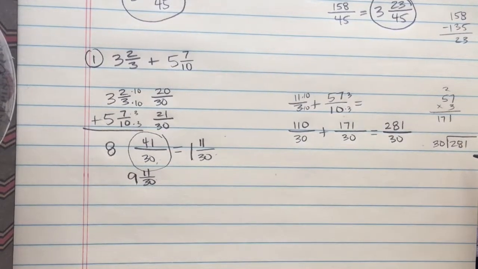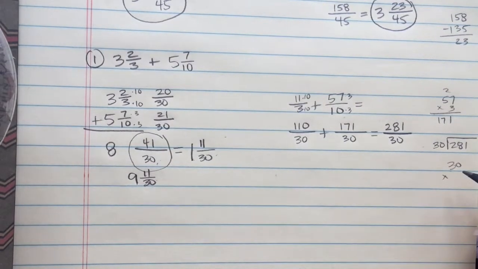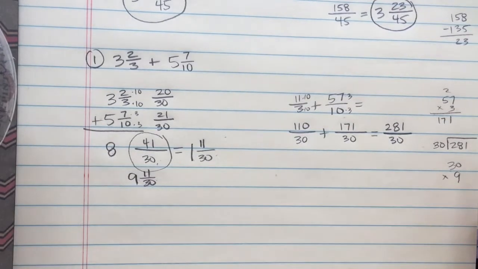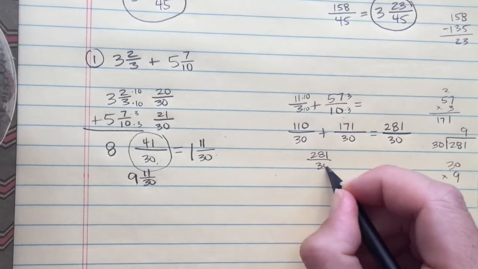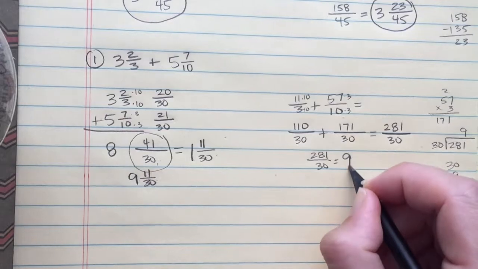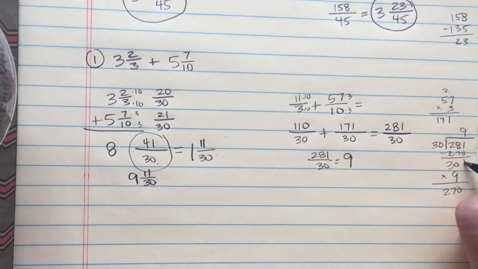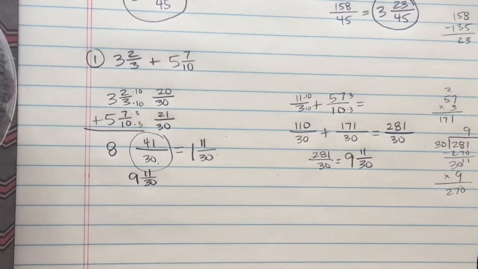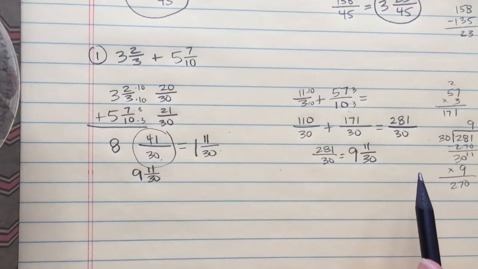So 30 can go into 28. Let's see, 8, I'm gonna say 9. Well, 3 times 9 is 270, so I'm gonna go with that. So that'll be 9 times. So 281 over 30 equals 9, so that's 270. So minus 270, that'd be 11 left over. Denominator stays the same.